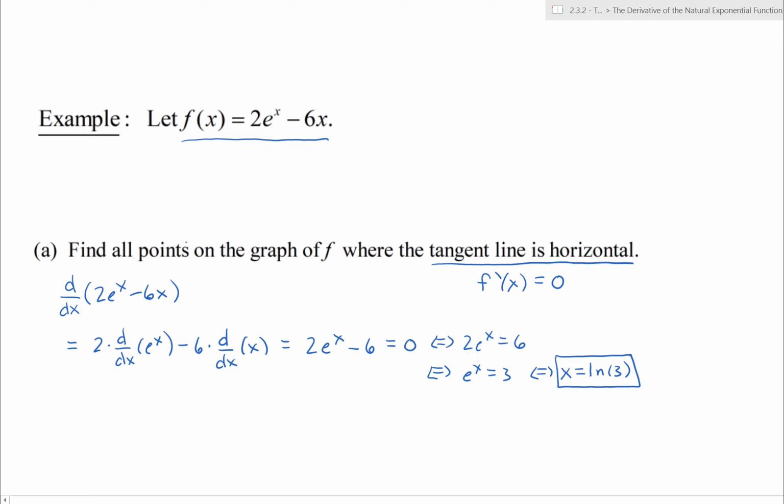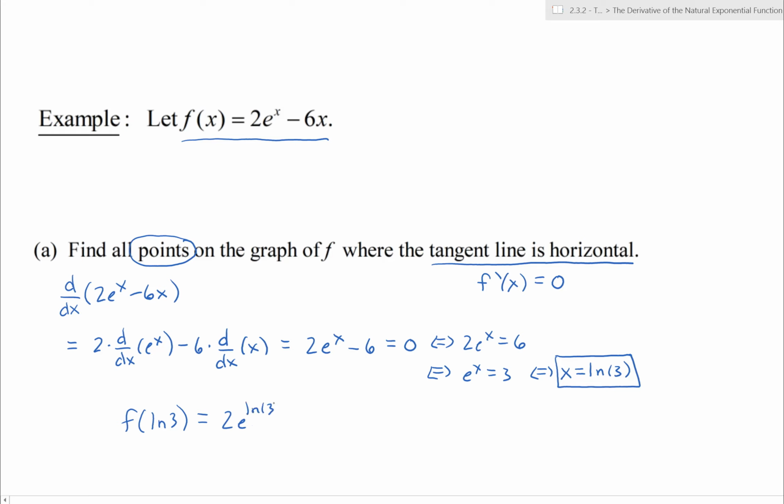And just be careful because it says find all points. So usually when we talk about points, we refer to that as an ordered pair. Now we found the x value, but what's the y value? Well, we just go ahead and plug that x that we just found into our function to get the corresponding output there. So what is f of the natural log of 3? Well, just plug it in.